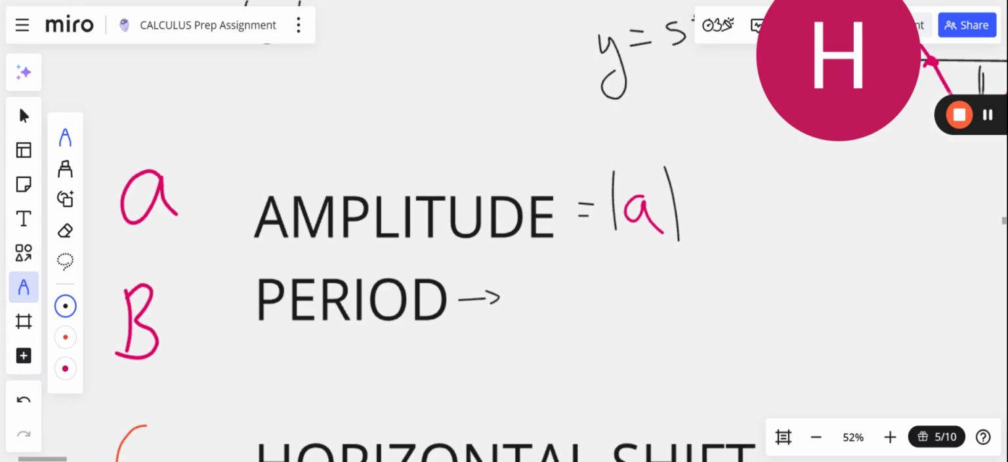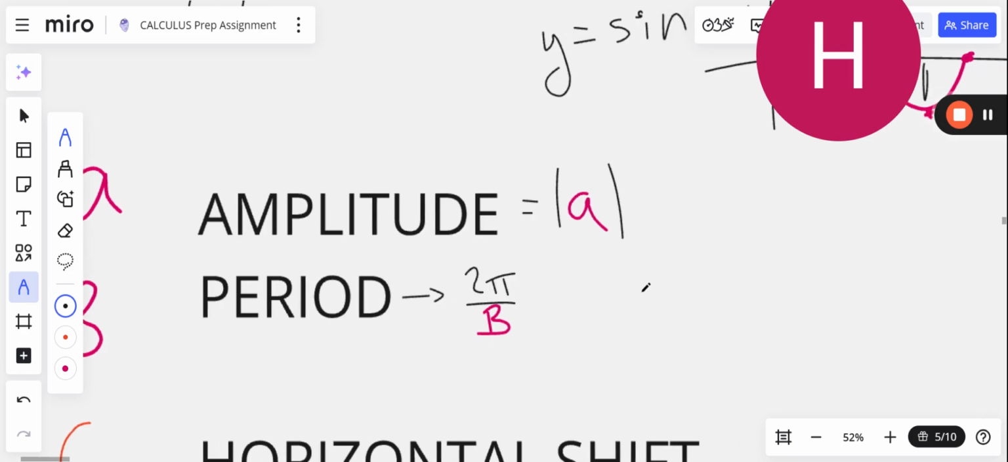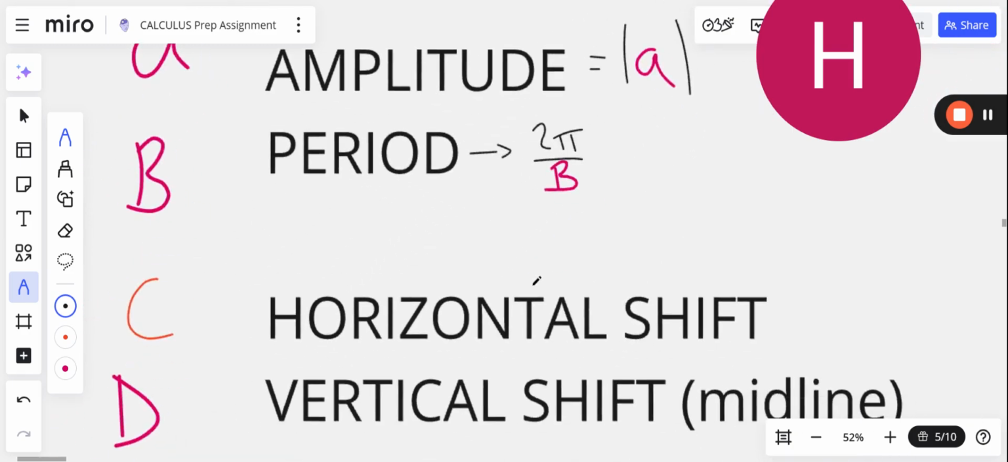The period, which is how long it takes before the cycle repeats. The b value is not exactly the period. The period is equal to 2 pi divided by b. So b is actually a horizontal compression factor. You don't need to know that specifically.